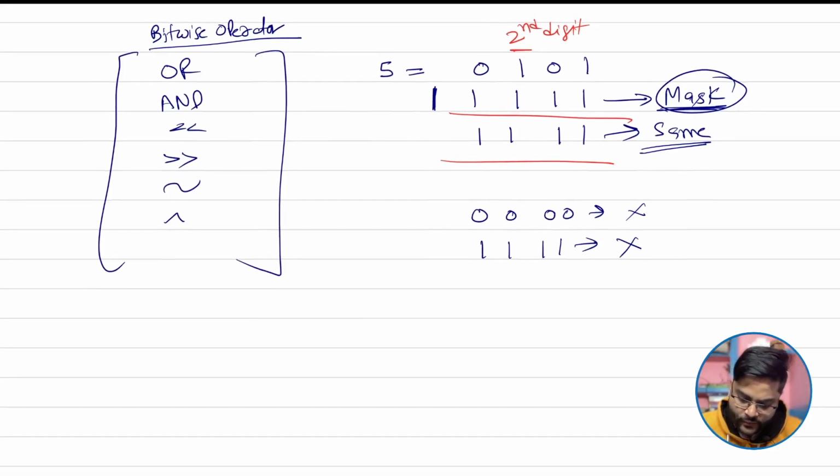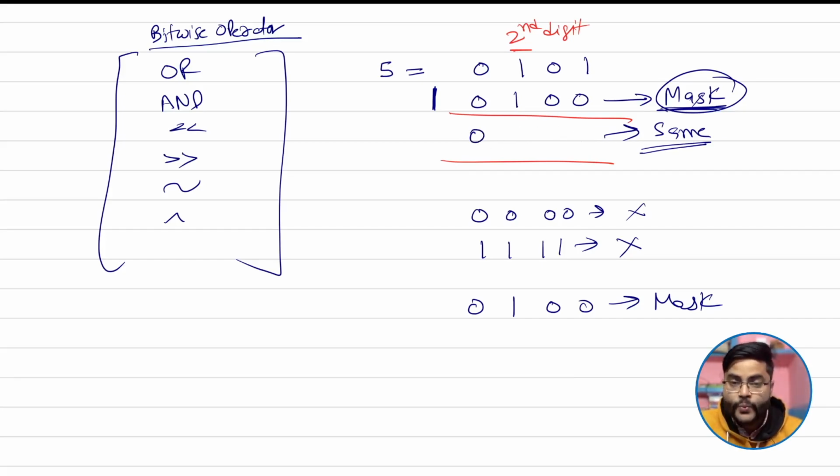So what if I take something like 0 1 0 0 as mask? What if I take it as mask? So if I take 0 1 0 0 0 1 0 0 as mask, what will happen? So it will be 0. Okay, let's write this first. It will be 0, it will be 1. Now I have taken 1 here as mask. Okay, I have taken 1 here.